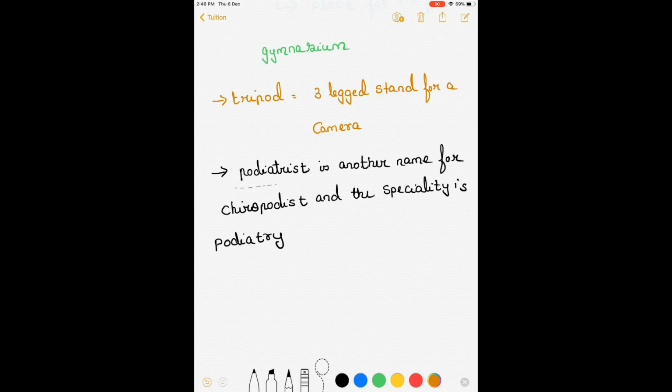And the speciality of the podiatrist is podiatry. Very easy, just by reading them, understanding the meaning. Podos is like foot. Iatria is medical healing. We discussed that in the previous session. So podiatry is medical healing of foot, and that's what a chiropodist also does.